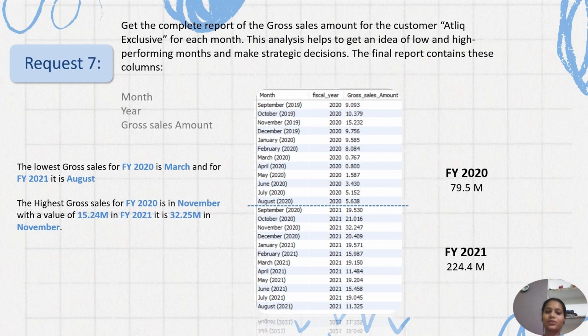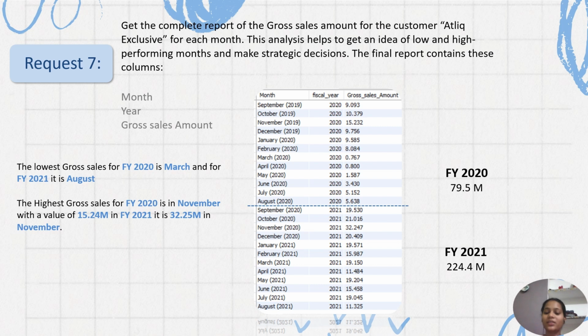Get the complete report of the gross sales amount for the customer Atliq Exclusive for each month. This analysis helps to get an idea of low and high performing months and make strategic decisions. And the final report contains the following. As you can see, the lowest gross sales for fiscal year 2020 is in March, and for fiscal year 2021, it is in August.